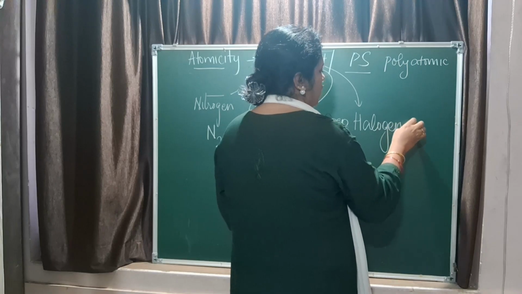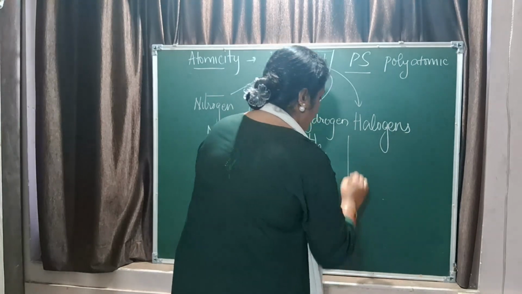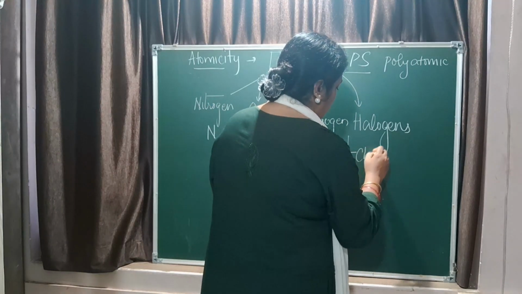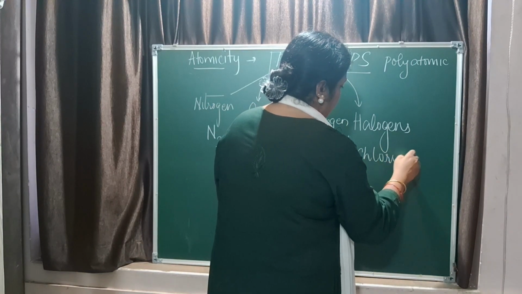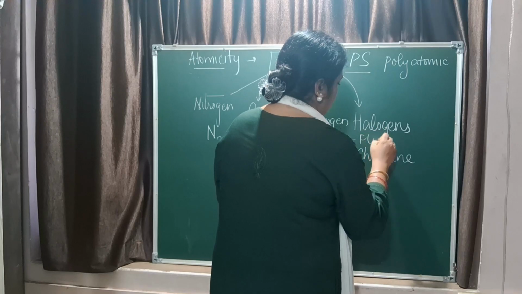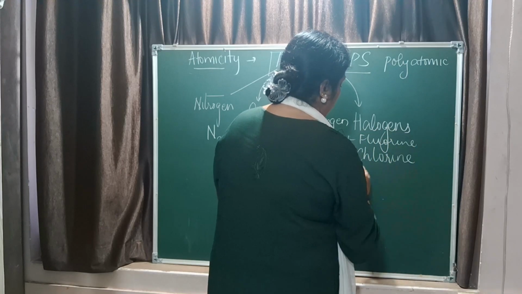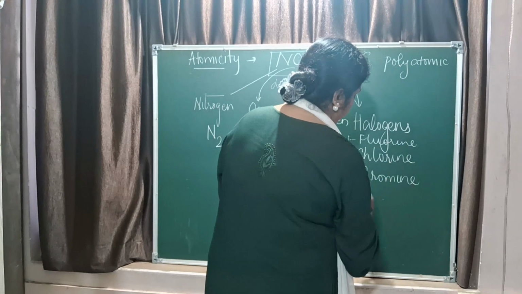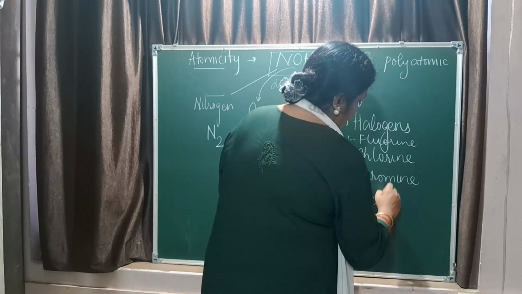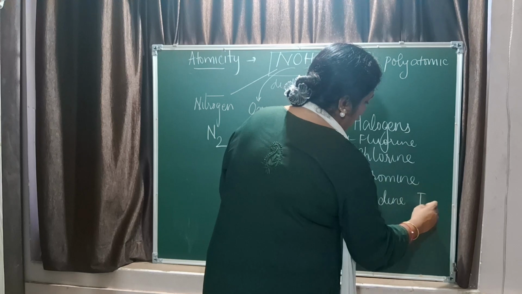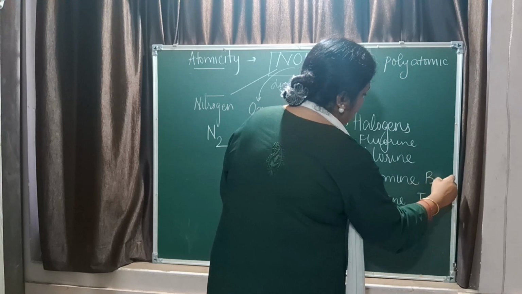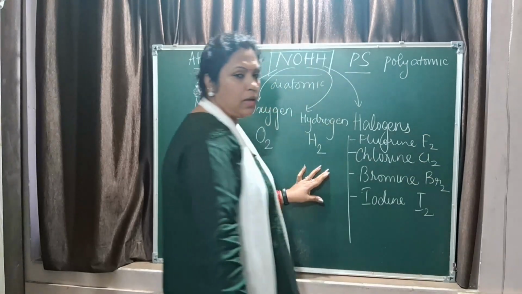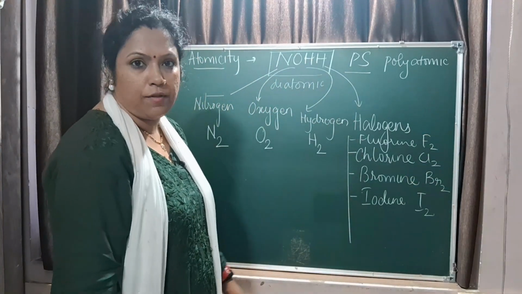Last H is for halogens. What are halogens? Group 17 elements, if you remember. What are those? Fluorine, chlorine, bromine and iodine are the elements of group 17, right? So, how are they written? They are also diatomic. So, I2, Br2, Cl2, F2. Is that clear? That is the molecules of halogens.